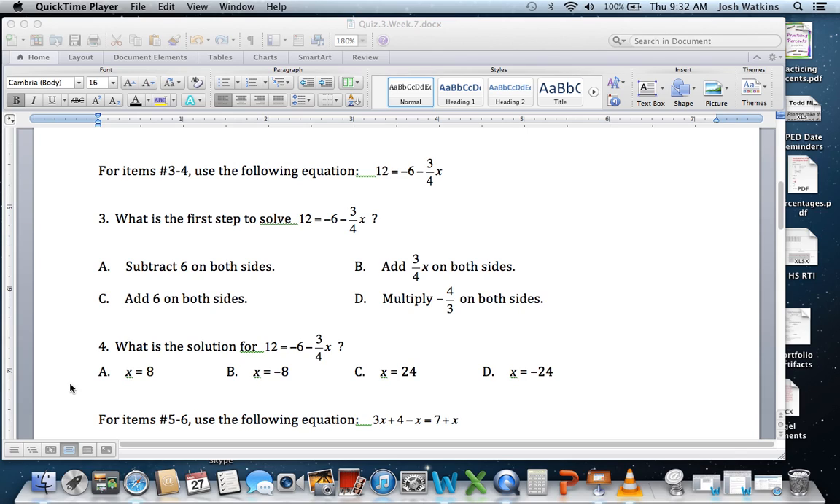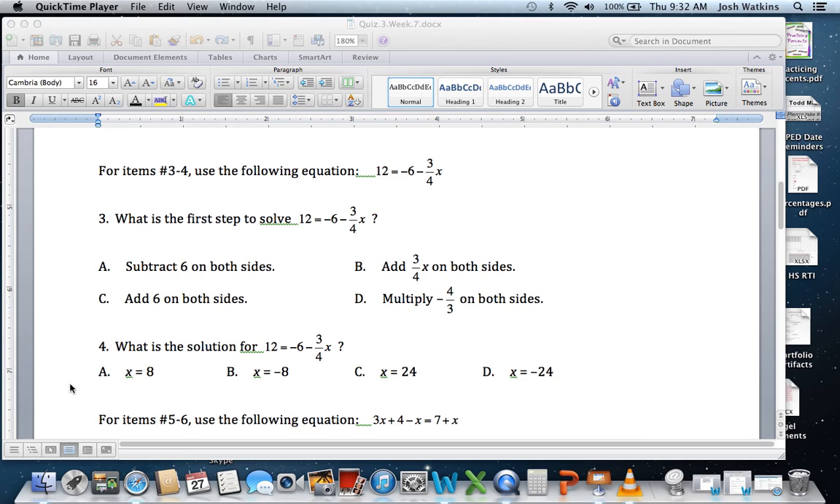Is it A, subtract 6 on both sides? B, add 3/4 x on both sides? C, add 6 on both sides? Or D, multiply negative 4/3 on both sides? So what is the very first step?